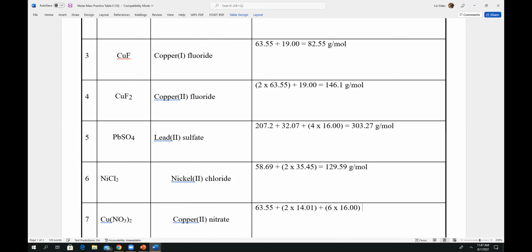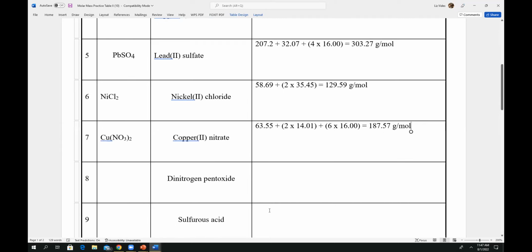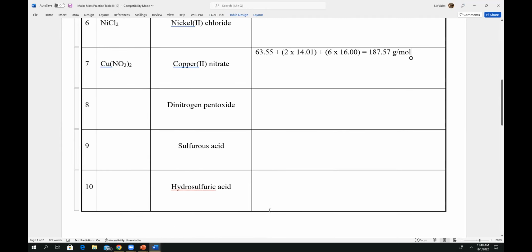Okay, and that is equal to, let's see what it is. So we got 63.55 plus 2 times 14.01 plus 6 times 16. And the answer is 187.57. And of course, that is grams per mole. All right. Next one is dinitrogen pentoxide.